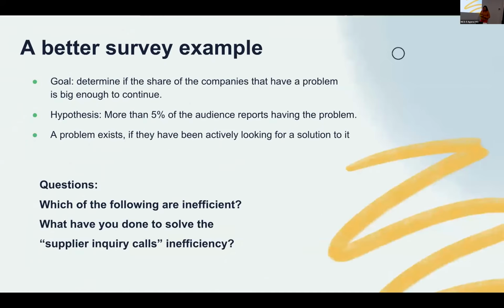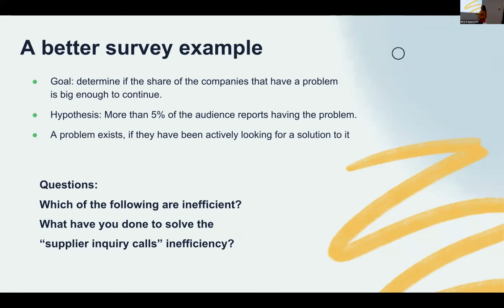I think a better survey example was one we did in a startup I was working in, and the goal was to determine the share of the companies that have a problem and to see if that share is big enough for us to be interested to continue. The usual startup story where there's a technology but not the market problem, and we're trying to find what market problem this technology solves. And the hypothesis was that more than 5% of the audience have that problem.